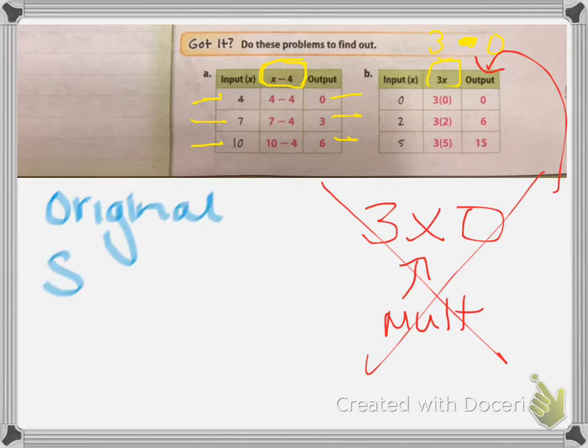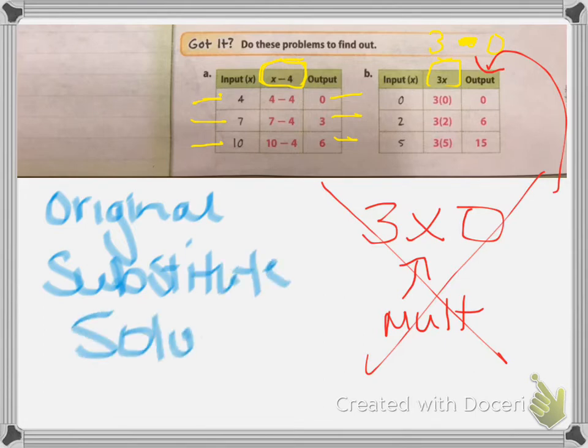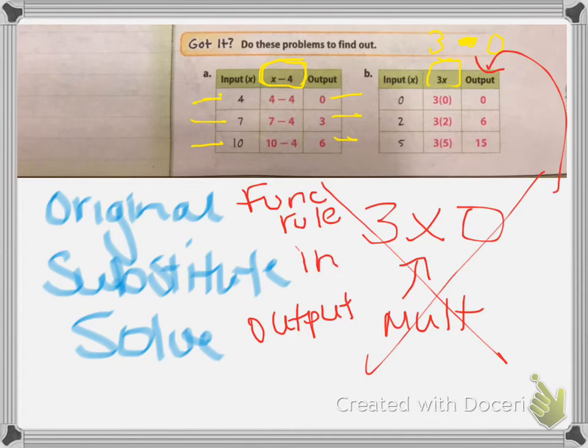So we have original. Then you substitute with the input. Substitute. And then you're going to solve to find the output. So you're solving for the output in this specific section. The original problem is the function rule. And you're going to be substituting the input for x.